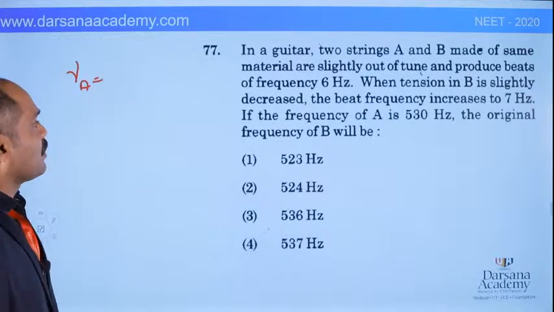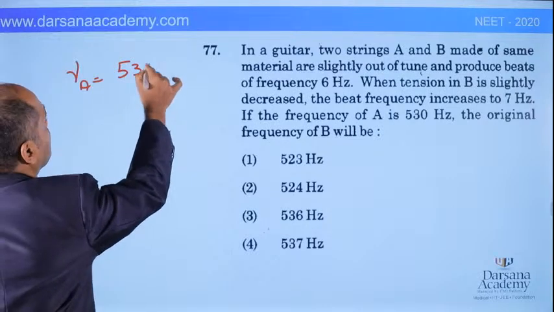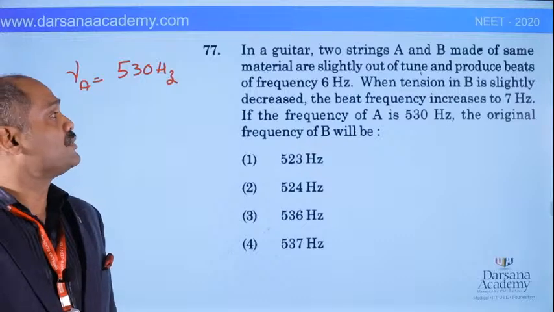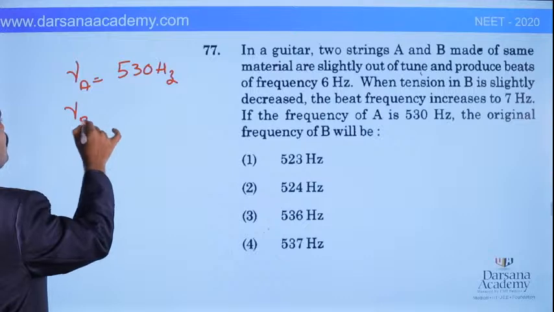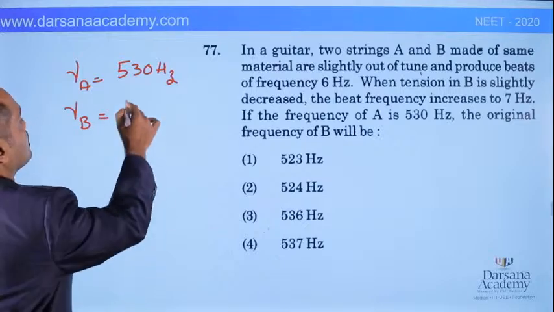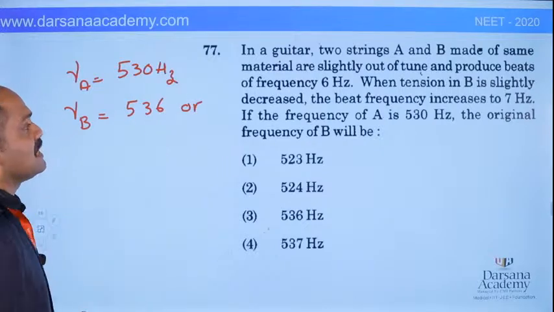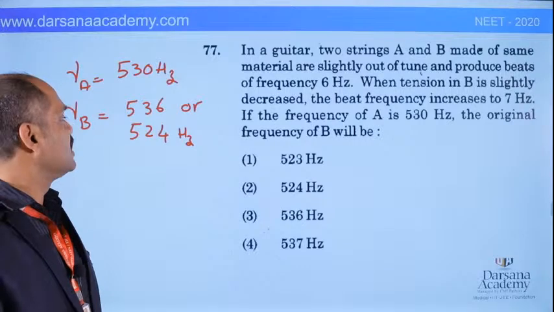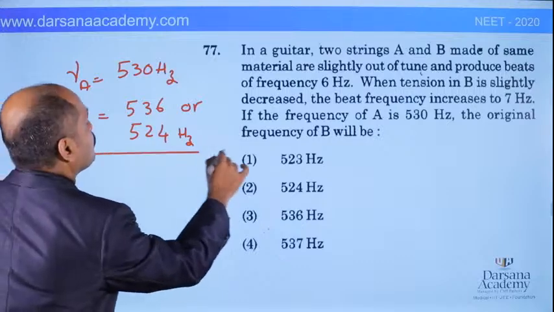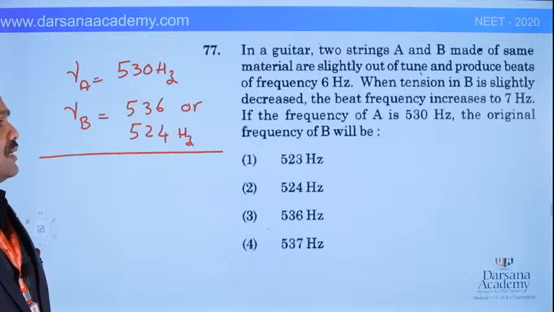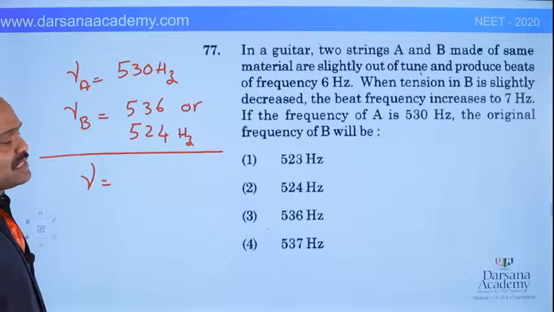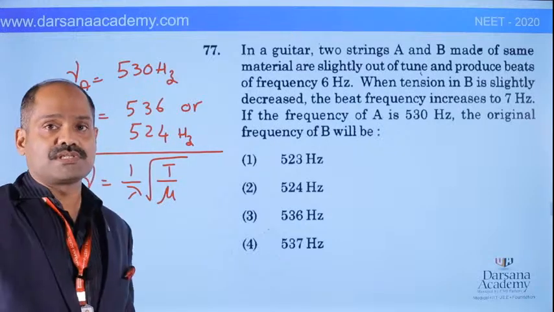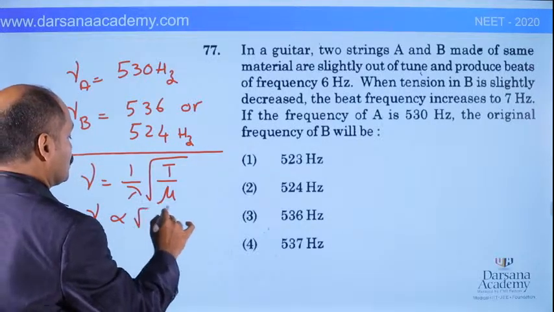Assume A is a standard tuning fork with frequency 530 hertz, and you are asked to find the frequency of B. Initially it produces a beat frequency of 6, so B has only 2 chances: 530 plus 6, that is 536, or 530 minus 6, that is 524. So options 2 and 3 are the possible answers, but we don't know which one. To decide between 536 and 524, look at the remaining part. The frequency of a transverse wave in a string is given by 1 by lambda into root of T by mu, where lambda is the wavelength, T is the tension in the string, and mu is the mass per unit length. So frequency is directly proportional to root of tension.